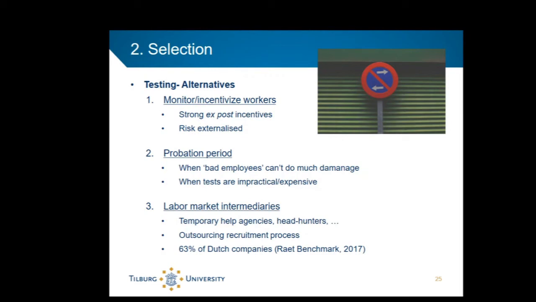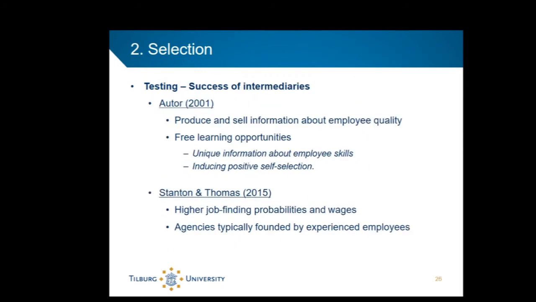Now, why do so many companies rely on these intermediaries? Well, there are a couple of success factors that explain this. First is that intermediaries solve a kind of information problem. They produce unique information about applicants by testing and interviewing employees and selling that information to organizations. Usually they also do this very fast, before organizations can actually contact that employee and make an offer themselves.